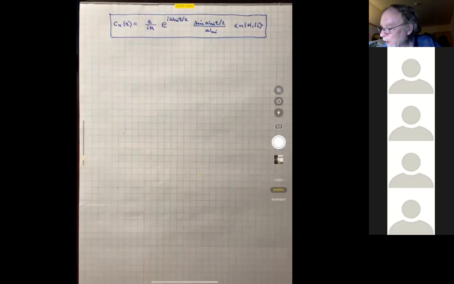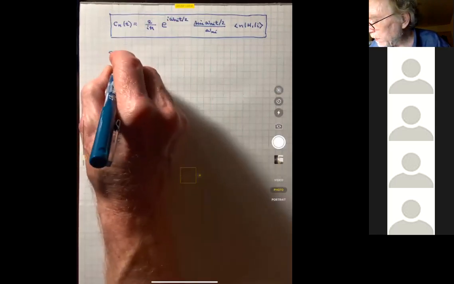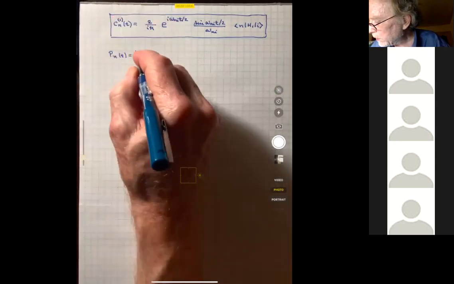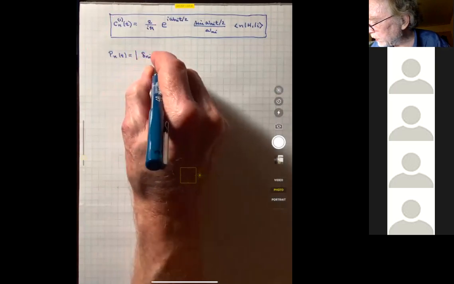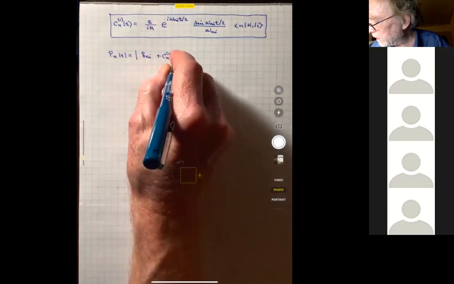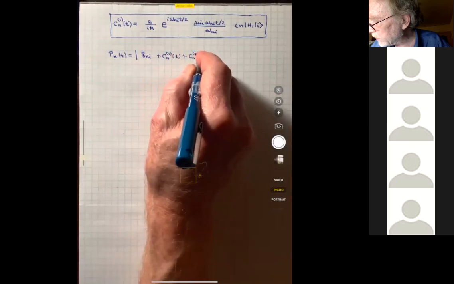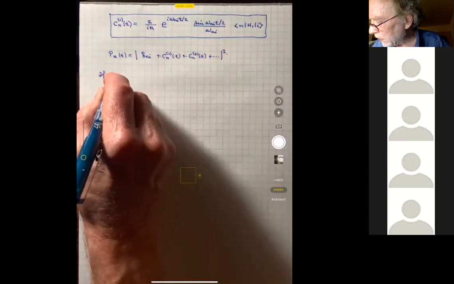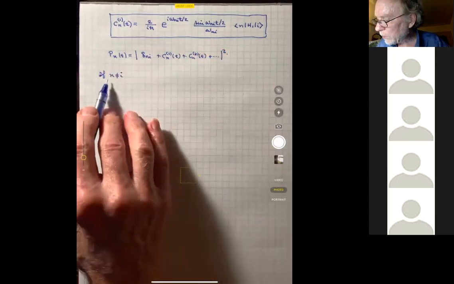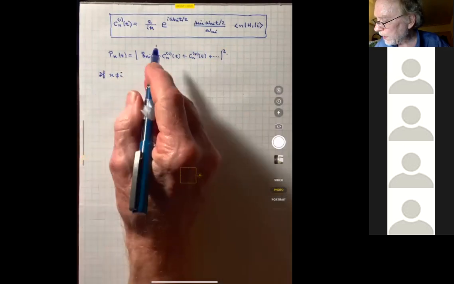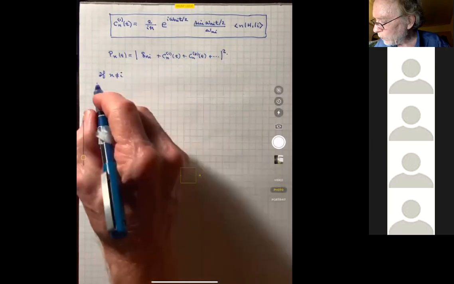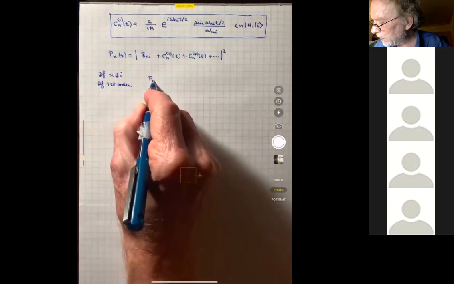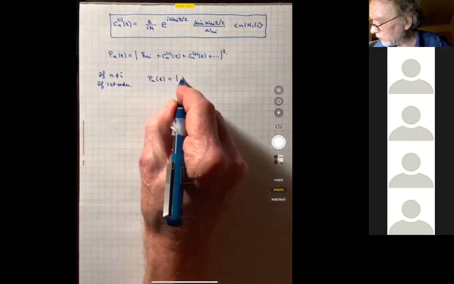All right. In fact, the Pn of t is the square of this. This is Cn at first order here. This is the square of the Cn, so that's delta ni plus Cn at first order of t plus Cn at second order of t, and so on, plus dot, dot, dot, squared. And if we have n not equal to i, which means that the end state is not equal to the initial state, then the delta ni goes away. And if we work also at first order only, then you see what you get is Pn of t is just equal to the square of Cn1 of t.